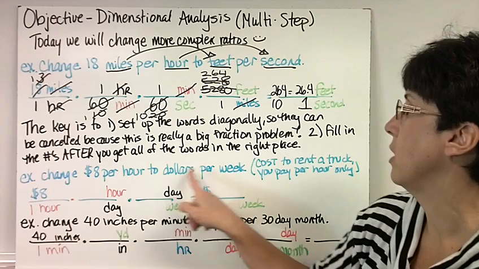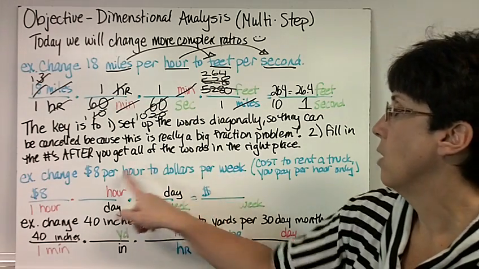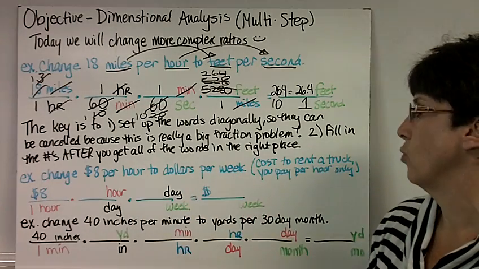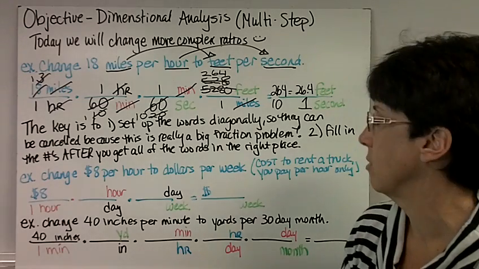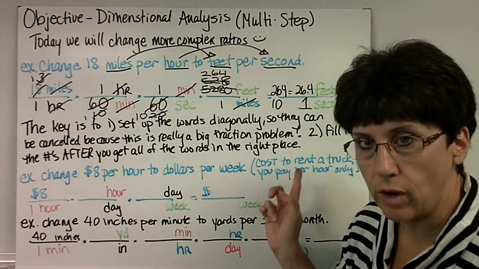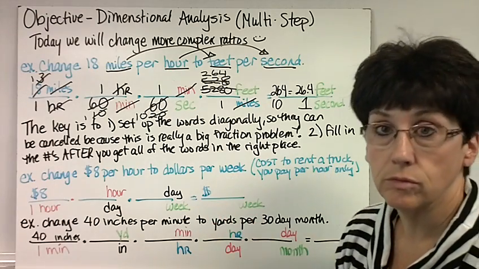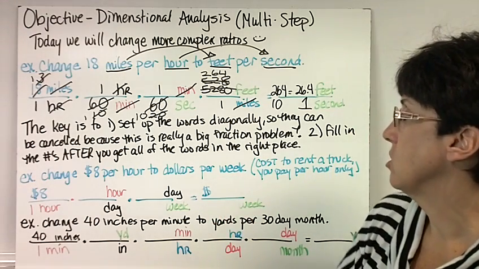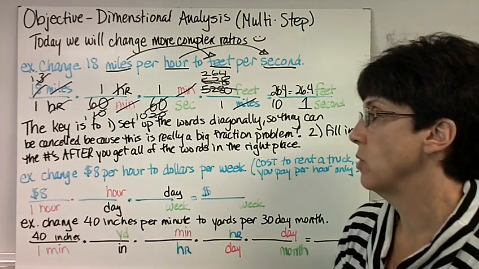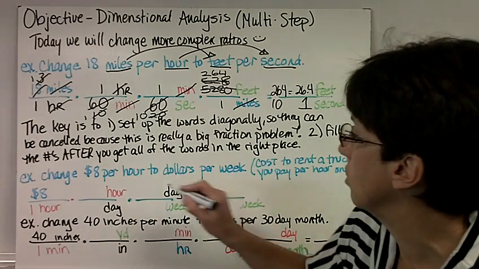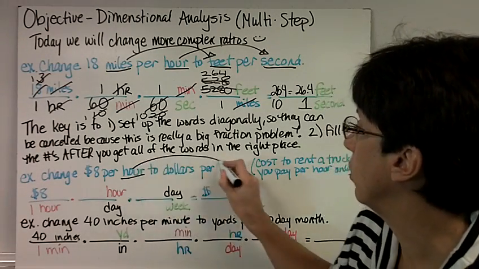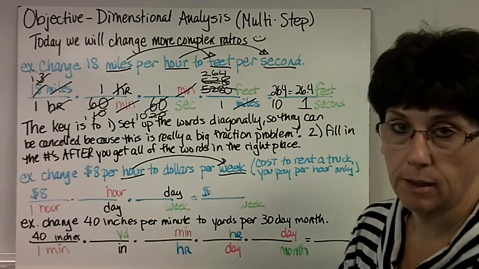Let's change $8 per hour to $1 per week, which, let's pretend this is the cost to rent a truck and you have to pay per hour or something, okay? So it goes 24 hours a day, 7 days a week. Notice we're not changing our dollars. So in this one, we're just changing from hours to weeks. So let's set it up.